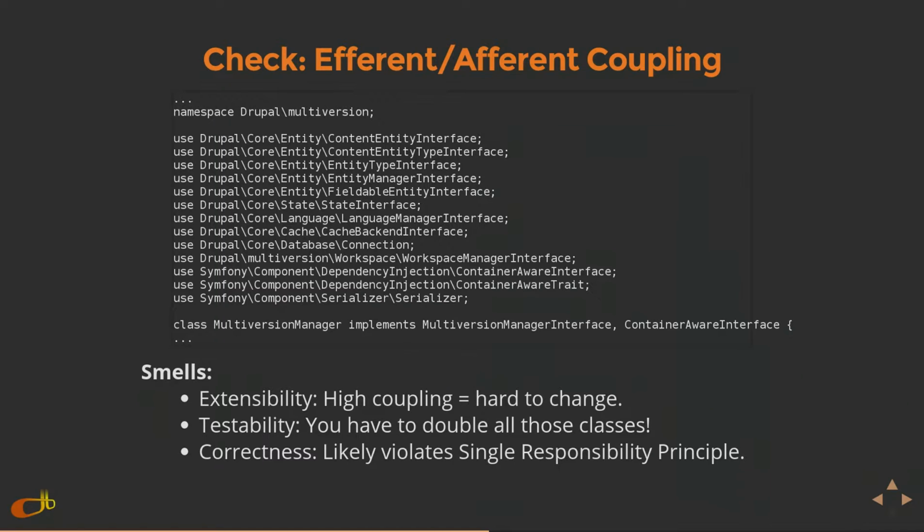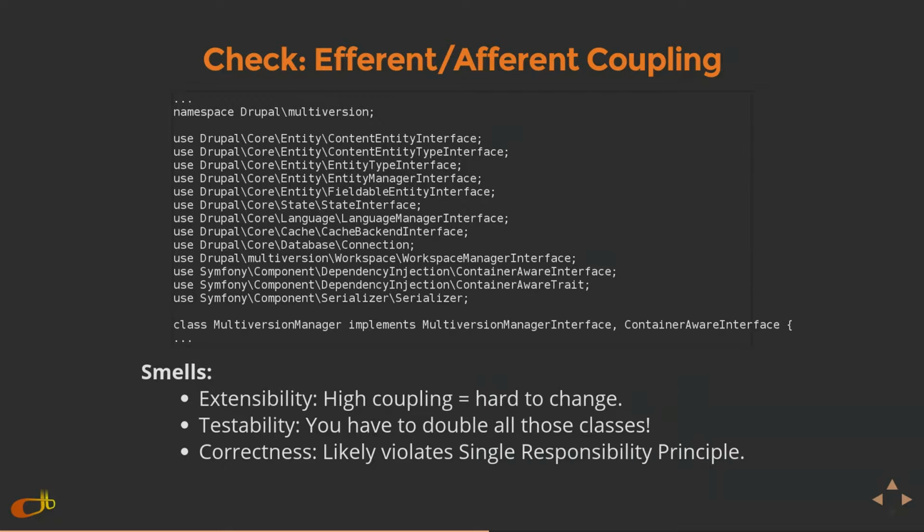This is one of my favorites, efferent and afferent coupling. Essentially what this means, efferent is I have a class and this class knows about 10 other classes. Afferent is I have a class and there's 10 other classes that know about me. In this case, we're looking at Multi-Version Manager, and Multi-Version Manager knows about 15 other classes. This is a common case for manager classes.